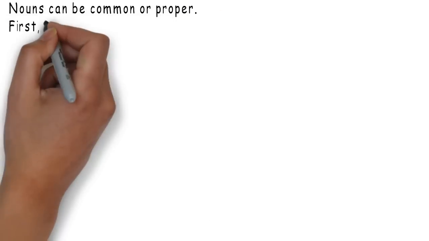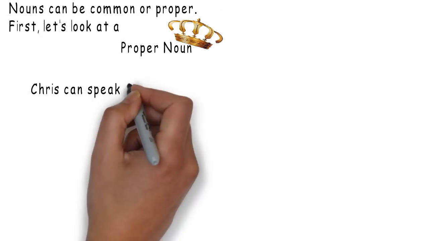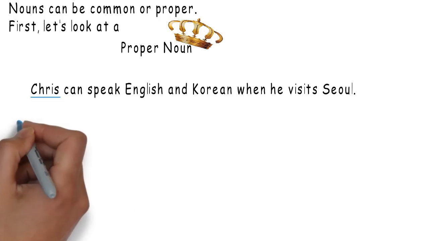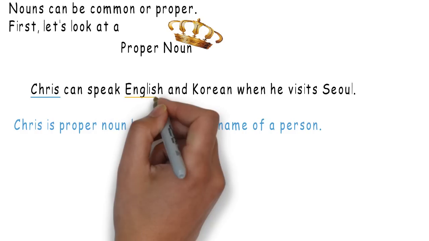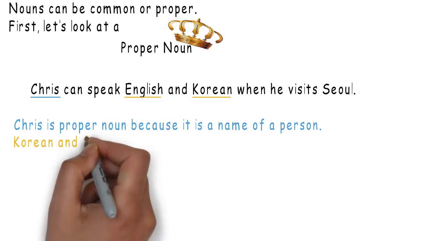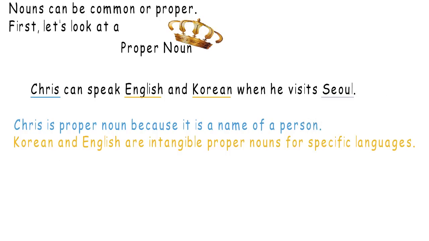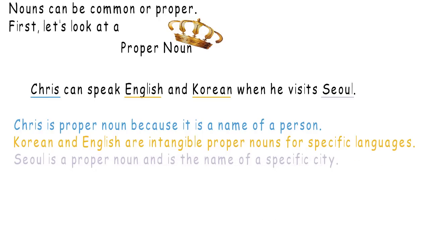Nouns can be common or proper. First, let's look at a proper noun. Chris can speak English and Korean when he visits Seoul. Chris is a proper noun because it's the name of a person. English and Korean are intangible proper nouns for specific languages. Seoul is a proper noun and it is the name of a specific city.